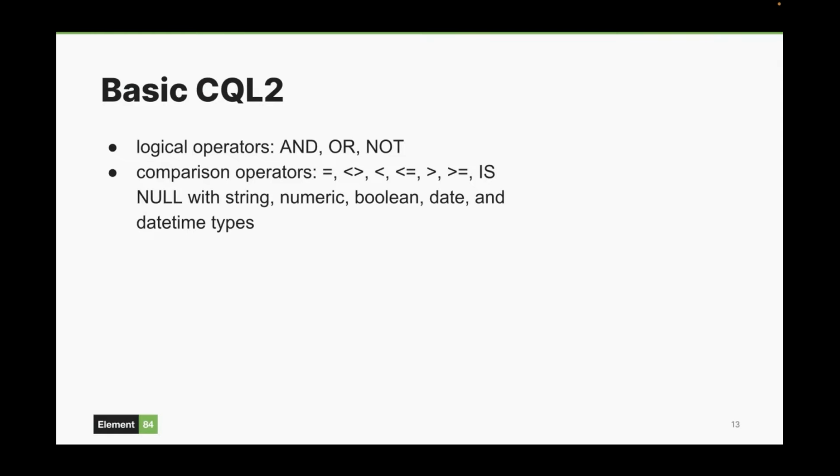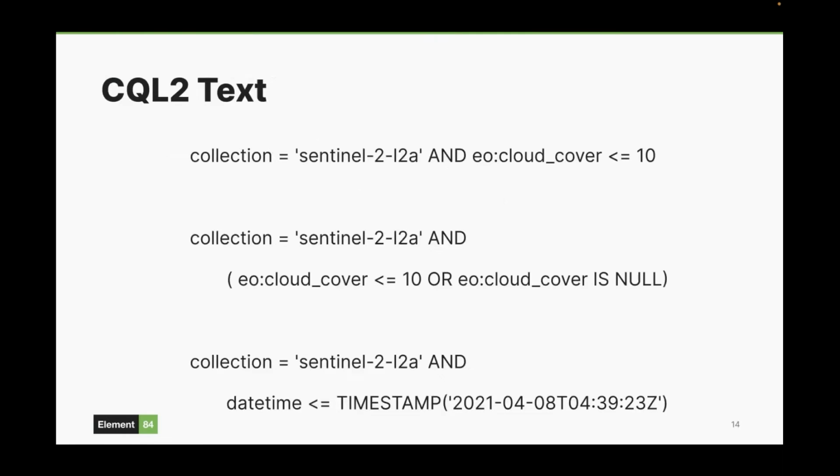Okay, so the basic CQL2 conformance class has logical operators in it, so you can do ANDs, ORs, and NOTs. It has the basic comparison operators and an is null operator that works against all the primitive types within an expression: string, numeric, Boolean, date, and datetime. This is the example that I showed earlier. With this, I can match collection to a string. I can match cloud cover to be less than a number.